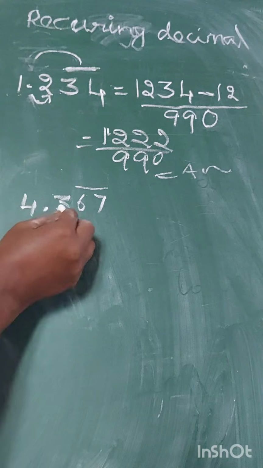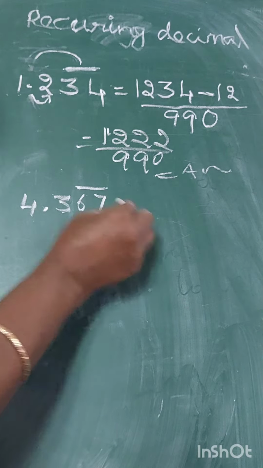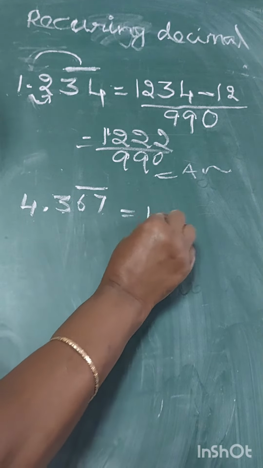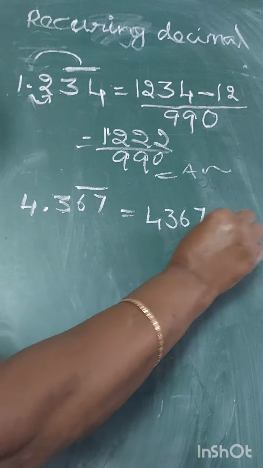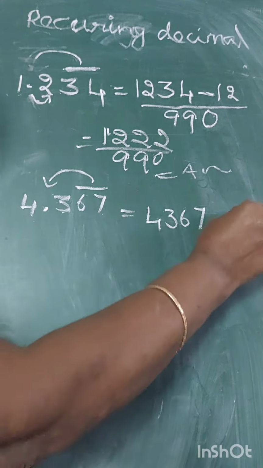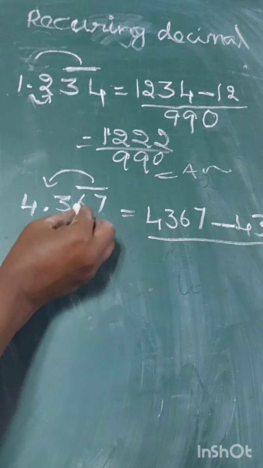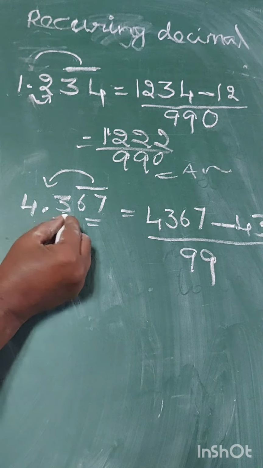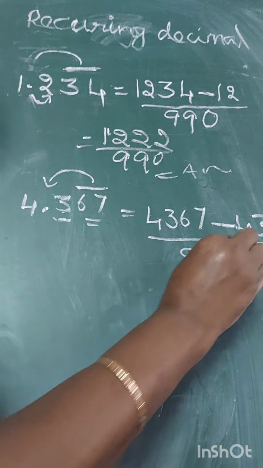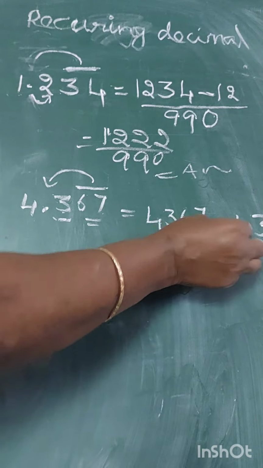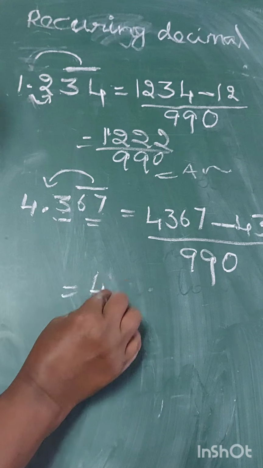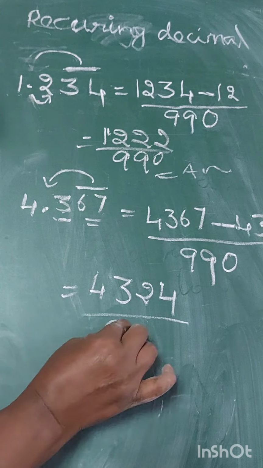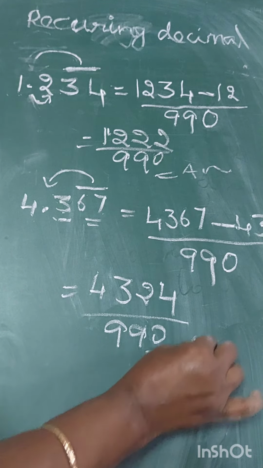Here, 4.367 with a bar. It will be written as 4367 minus, the number before the bar is 43, divided by a 2-digit number, so 99, and then after the point here there is a 1-digit number, so we will take 0. So 4367 minus 43 is 4324, divided by 990 is the right answer.